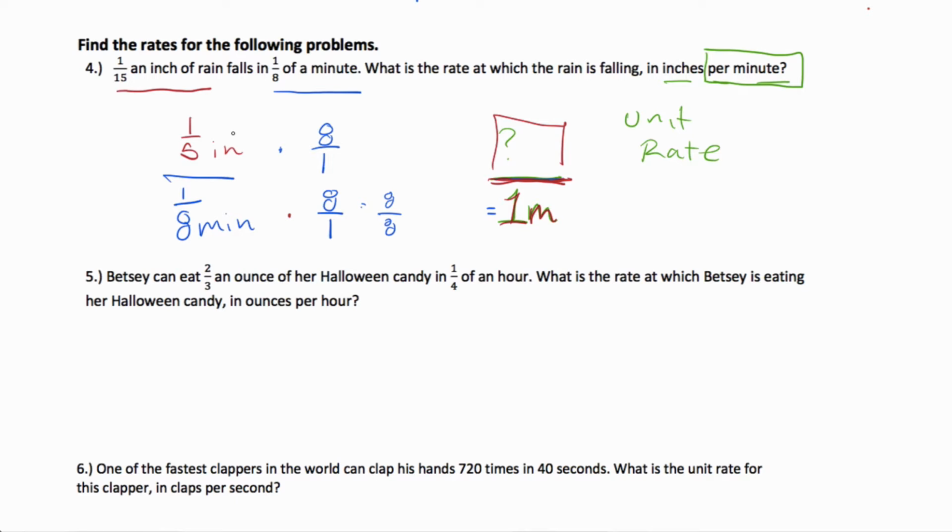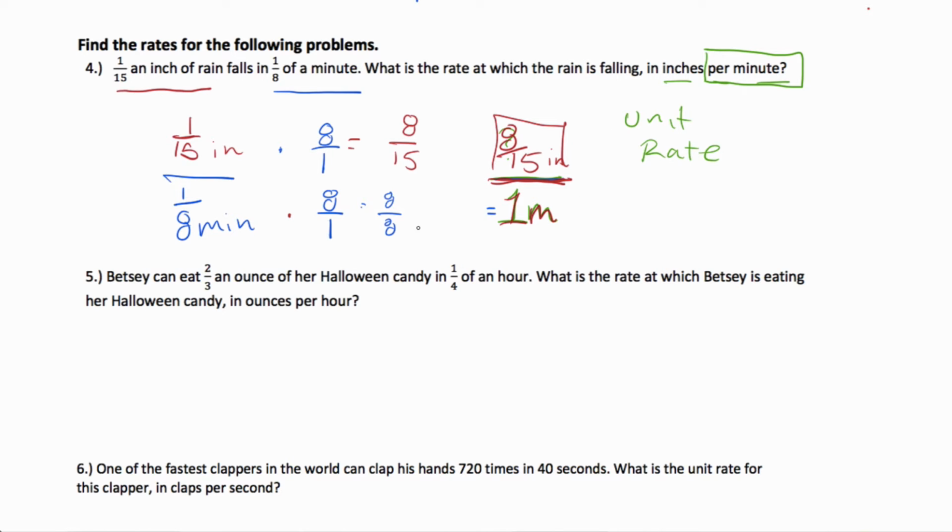Now I just noticed I messed up here. This should be 1/15 of an inch. My bad. So when I multiply these, 1 times 8 comes out to be 8, and 15 times 1 is 15. 8 and 15 do not have a common factor, so our answer is going to be 8/15 of an inch per minute.